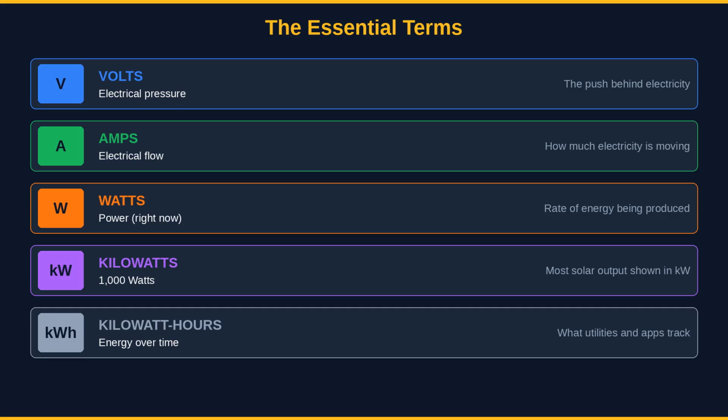The key principle is this: volts and amps describe electricity. Watts and kilowatts describe power. And power is what we evaluate in solar production.